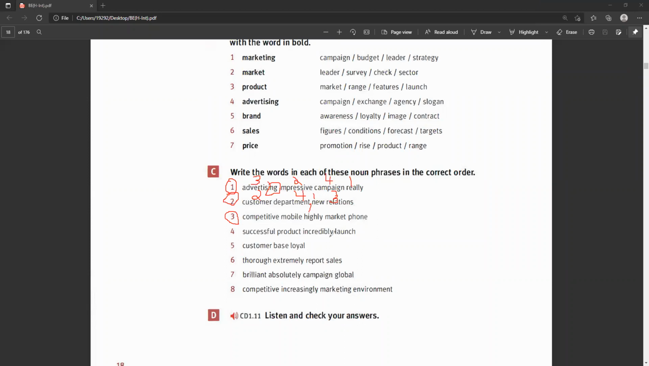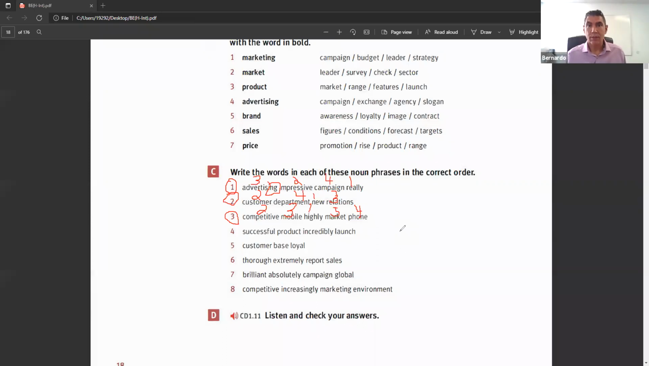Competitive. Competitive, yes, so that's an adjective. Mobile phone market. Mobile phone market. Here we have five words now. Highly competitive mobile phone market, correct. Yep, that was great. Thank you, right? So it's a highly competitive mobile phone market, right?